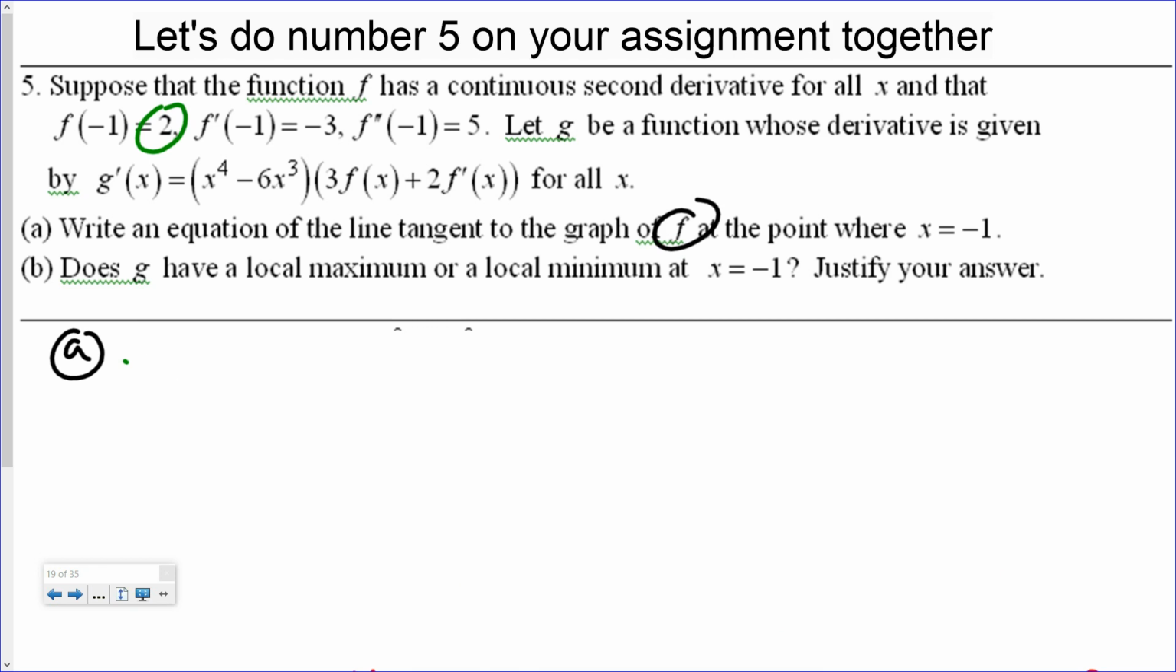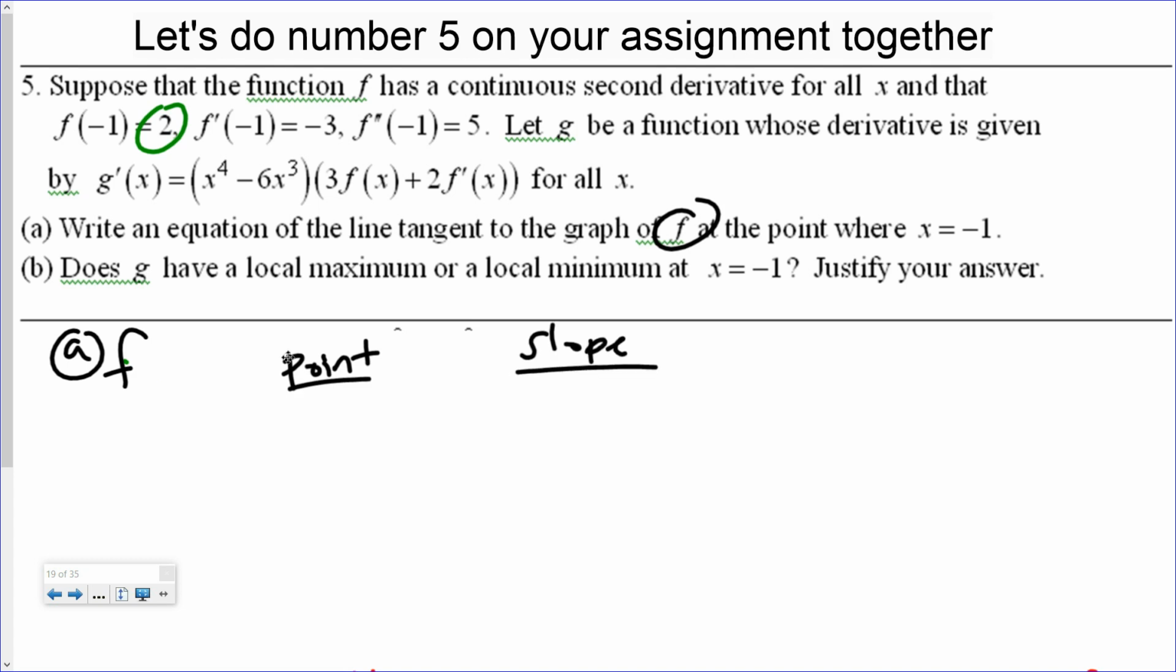Okay, so we're talking about f here. Write the equation of a tangent line. Guys, you need to know this. You had it on your last test, you had it on this test. Who knows? I might put it on the next test, okay? What two things do you need when you write an equation of a tangent line? Point and slope. So write down point and write down slope.